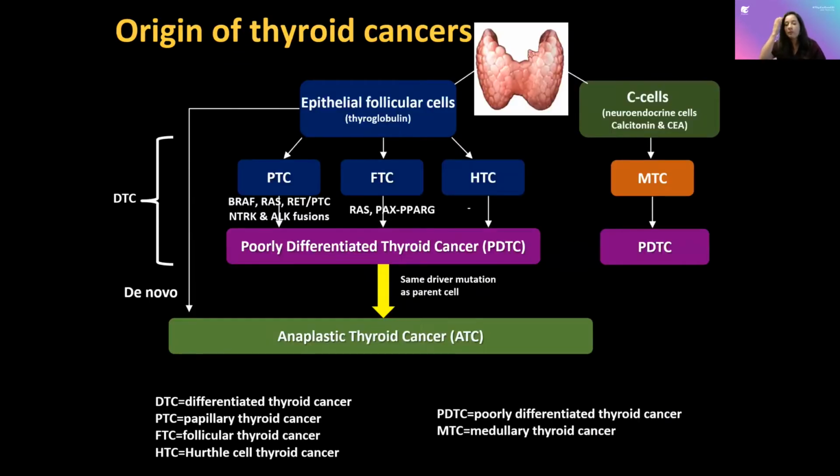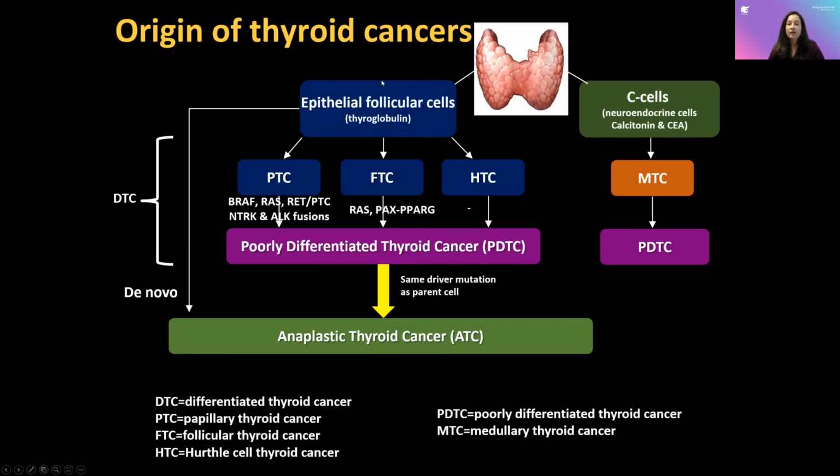So I think probably the most important slide here is this one, because some people have that aha moment when they go, oh, okay, now I understand how this happens. So anaplastic is the end result of what we call dedifferentiation. Okay, what does that mean?